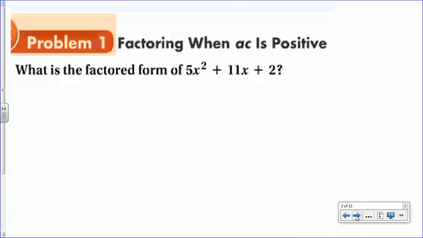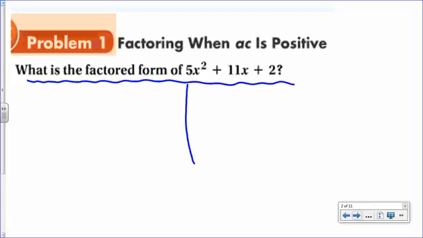Okay, so it's really no different than yesterday. This one does go into your notes. The big difference is you see a number right here. There is a number in front of x squared. All of the other problems we've been doing, that's just been x squared. Here's how we handle it.